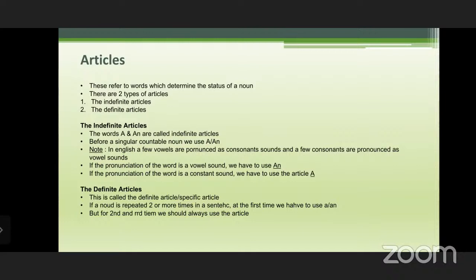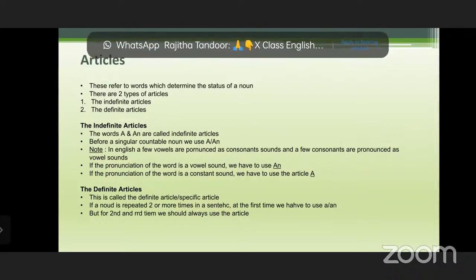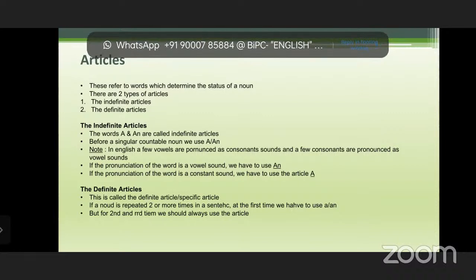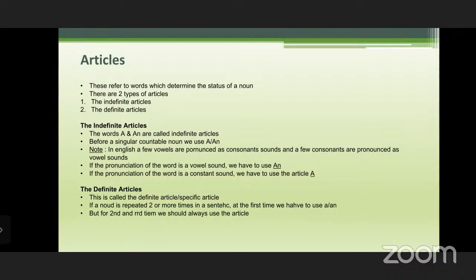So just see the important note here. In English, a few vowels are pronounced as consonant sounds and a few consonants are pronounced as vowel sounds. Dear children, you just understand this. I'm going to repeat once again: in English, a few vowels are pronounced as consonant sounds and a few consonants are pronounced as vowel sounds. If the pronunciation of the word is a vowel sound, we have to use the indefinite article an. If the pronunciation of the word is a consonant sound, we have to use the article a. This you have to remember while you are doing exercises.